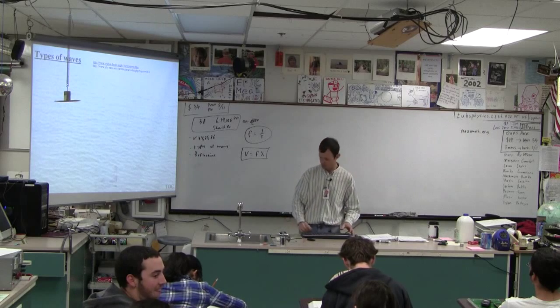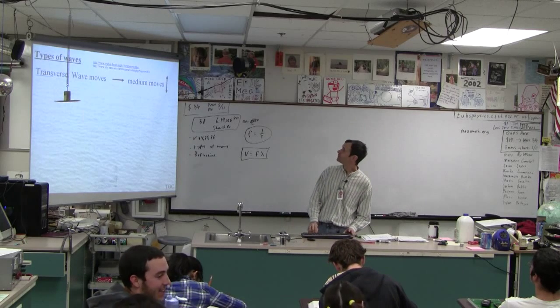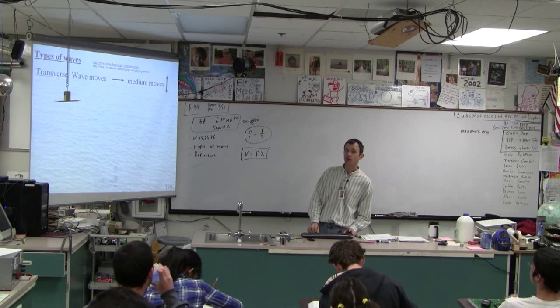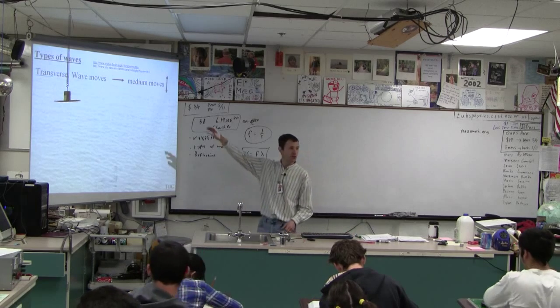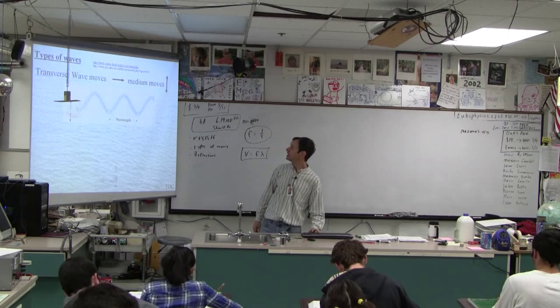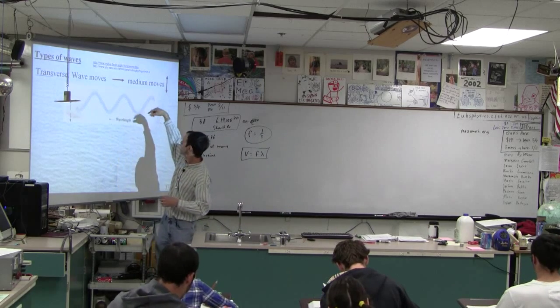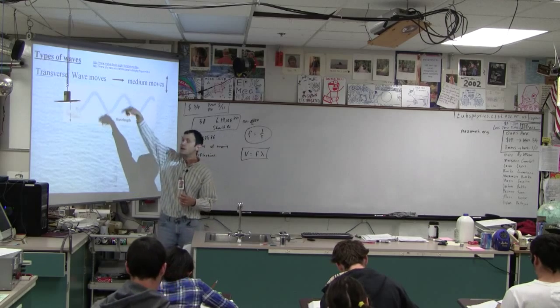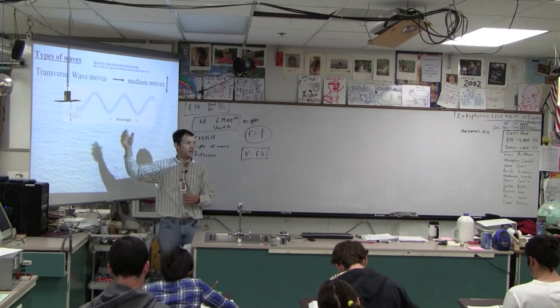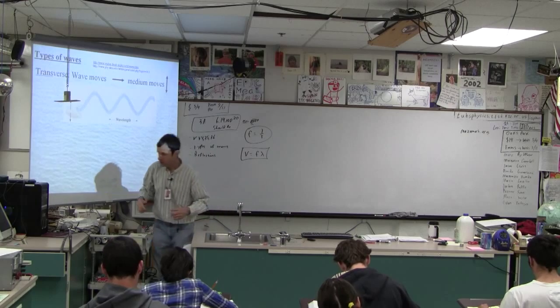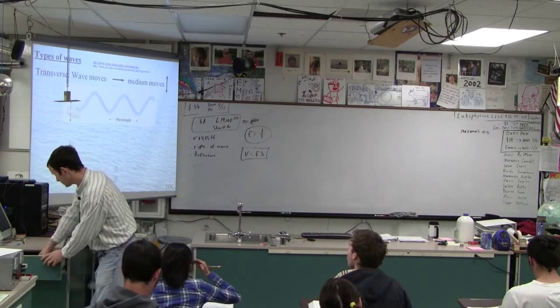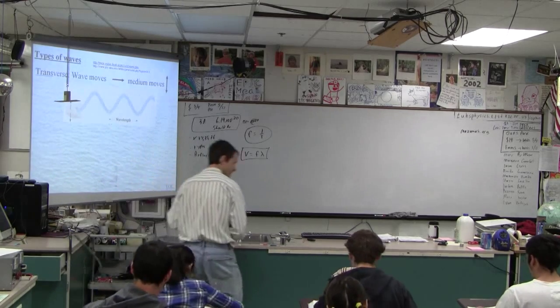Okay, so here are the types of waves. A transverse wave. Transverse means across, so a transverse wave is one where the medium moves up and down, but the wave moves side to side, right? And I can show you a transverse wave here.